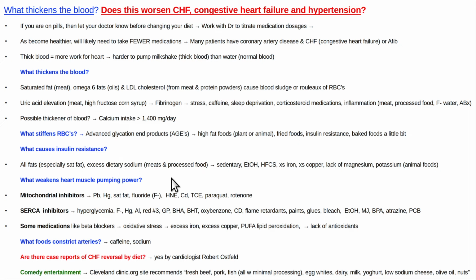And you want to be active. Walking a lot is what humans are designed to do. Alcohol ends up being damaging, leads to fatty liver and other problems, and increases the risk of diabetes. You get the good stuff in the plant foods: the magnesium, the potassium, the fiber, the antioxidants. And like I said, all the things that lower pump power are bad: mitochondria inhibitors, SERCA inhibitors. Things that make you happy, lower your stress level, comedy, laughter.